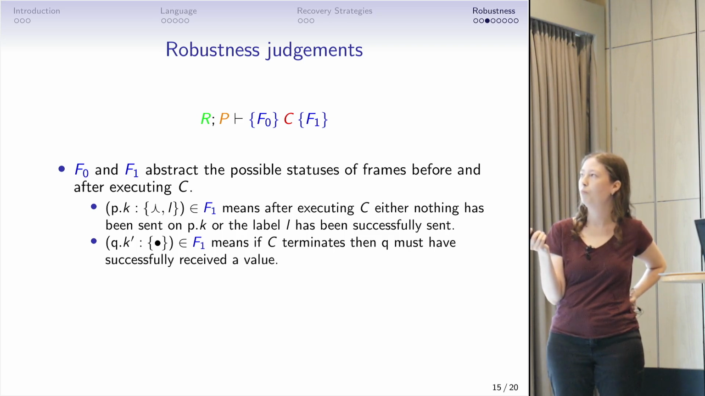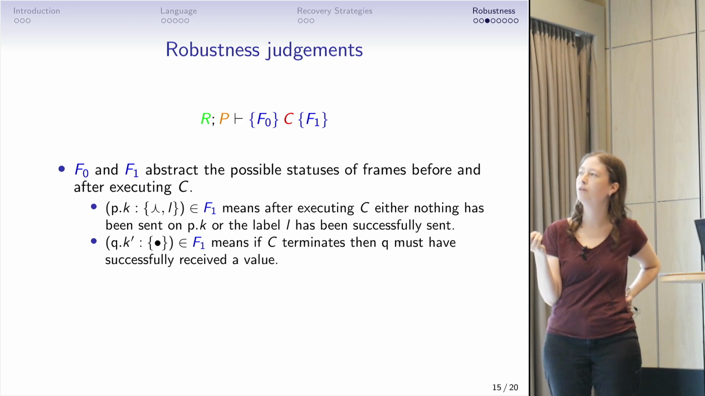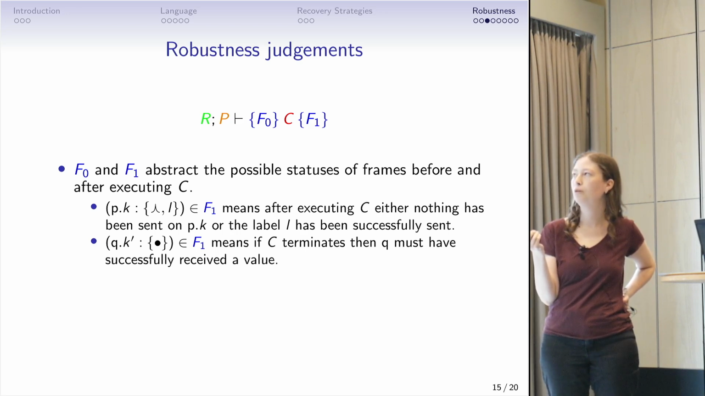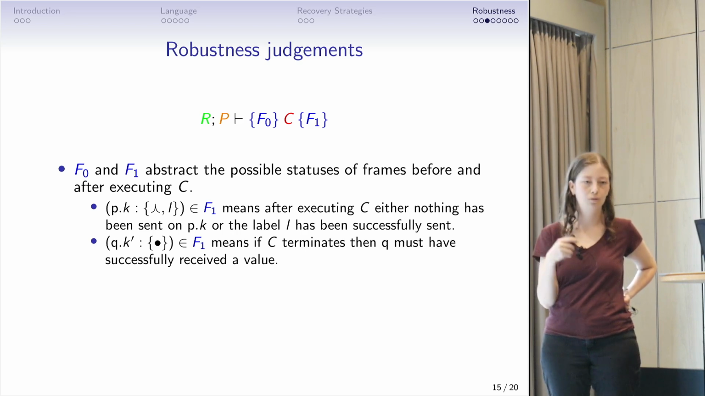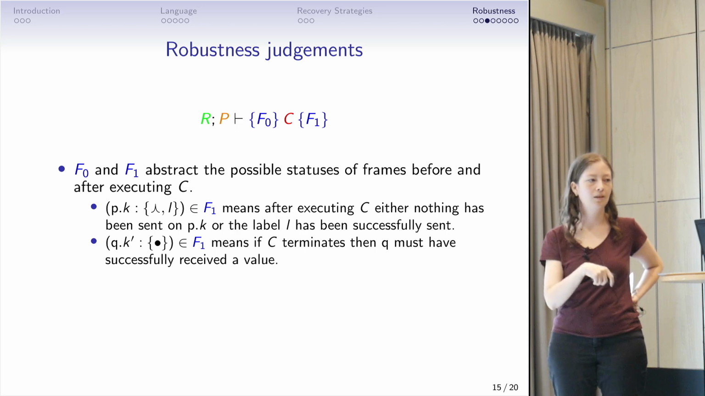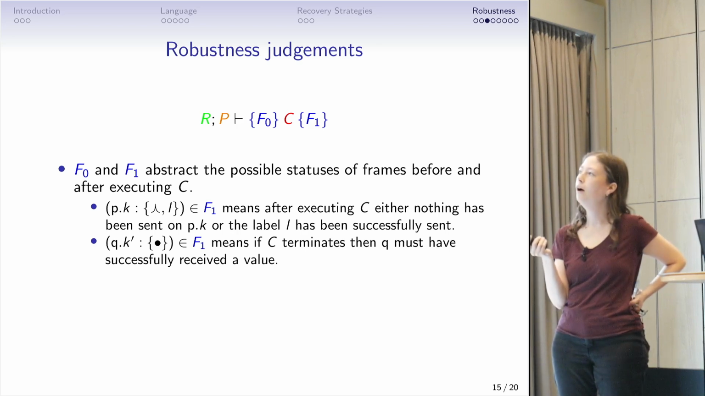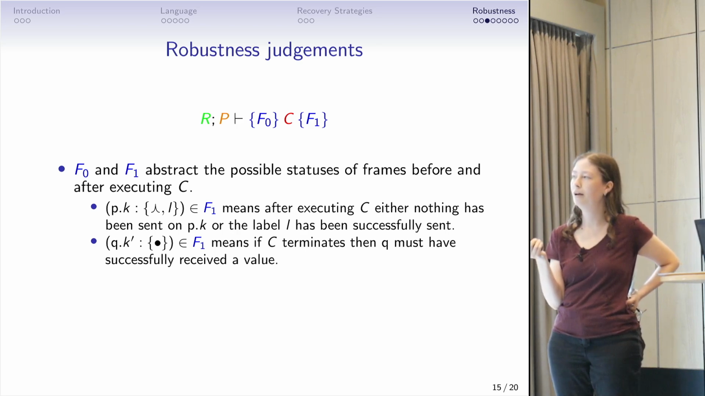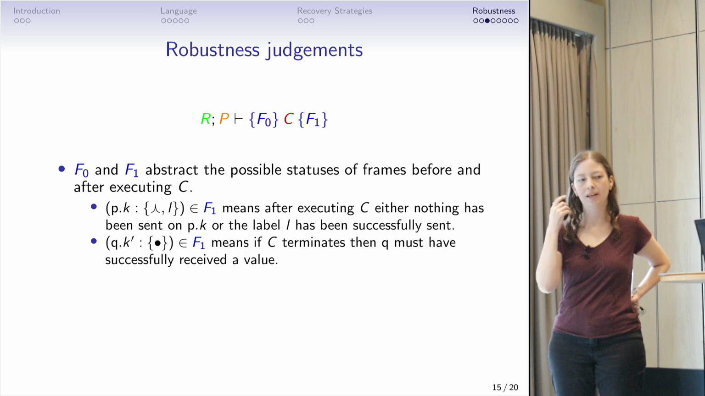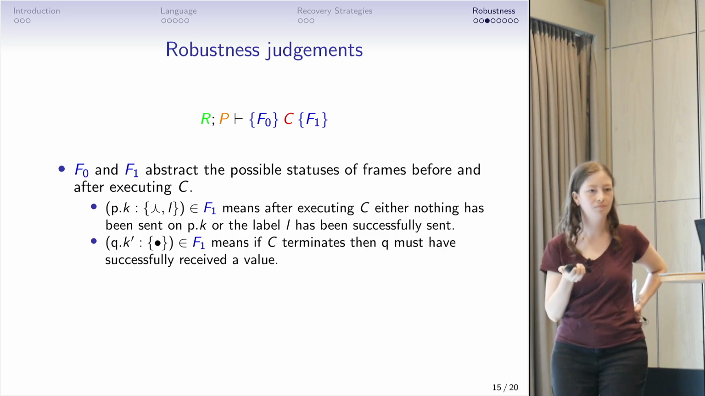Additionally, what we have here is a label L, which means that it is possible at this point that P has sent L on K, but we don't know because the hat's still there, so we're not certain. It could be that nothing's happened. On the other hand, if you don't have a hat and you instead have just one state, which is a bullet, that means we are certain that a value has been received.